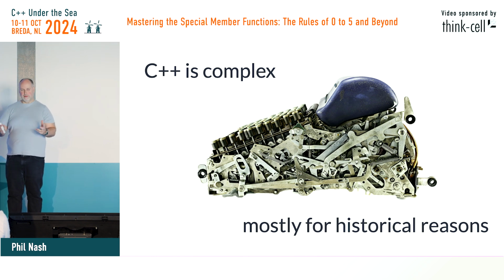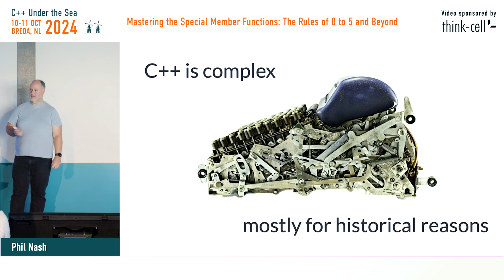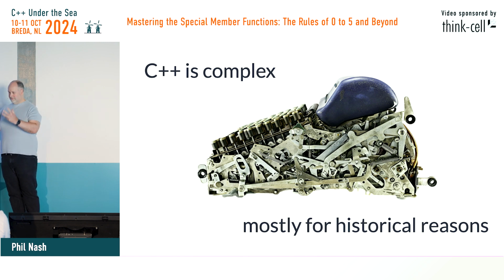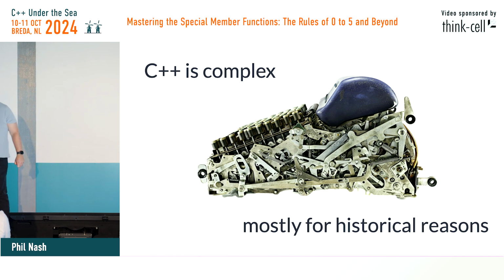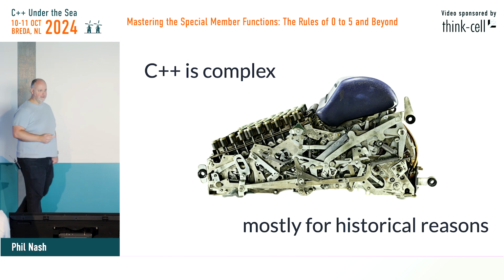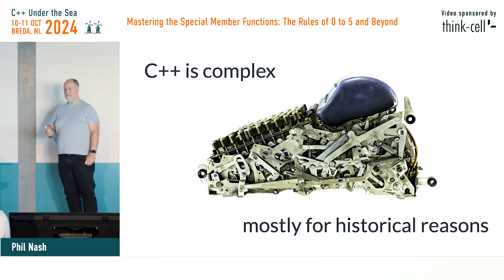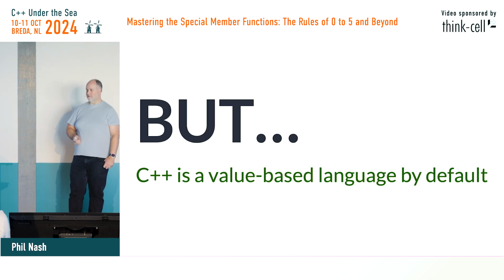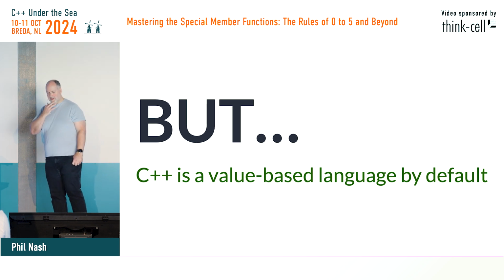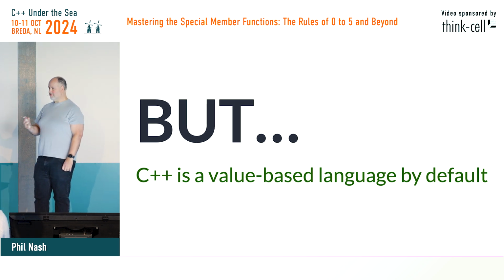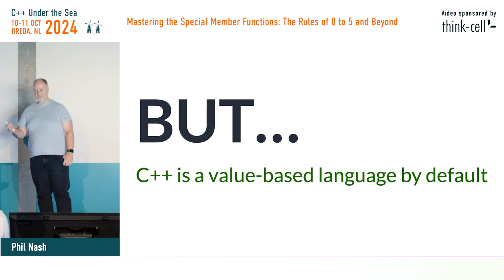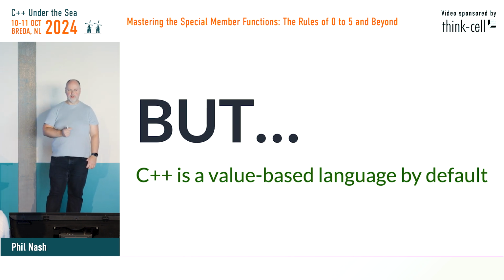And one of the main areas that this really comes out is in managing lifetimes of objects. One of the most fundamental things that we actually need to do in the language is also one of the most complex things because of this historical baggage. But we do have one thing in our favor. Well, sometimes this fights against us, but if we lean into it, we can use it to our advantage. And that's this realization that C++, like C before it, maybe even more so, is a value-based language by default.